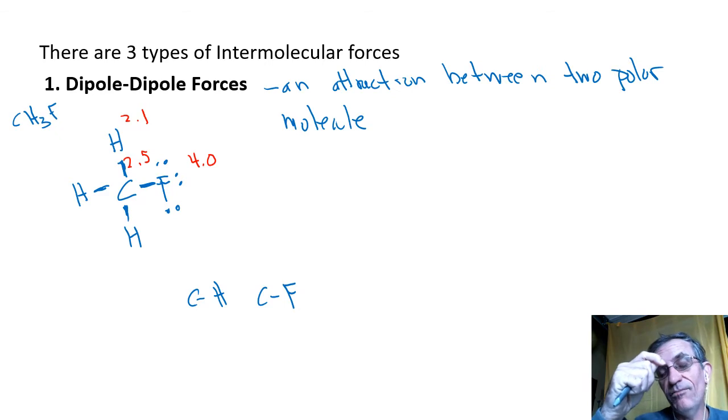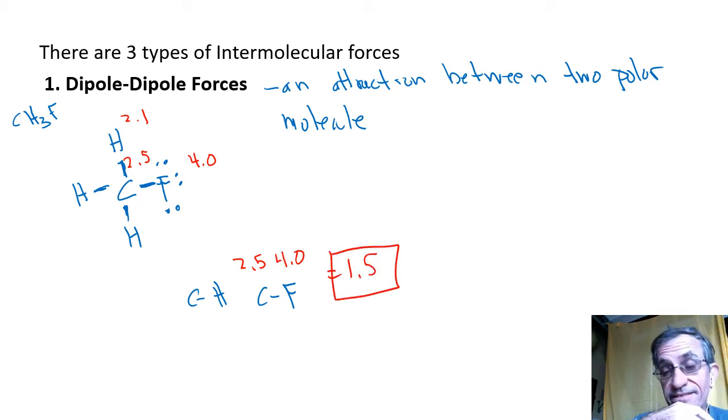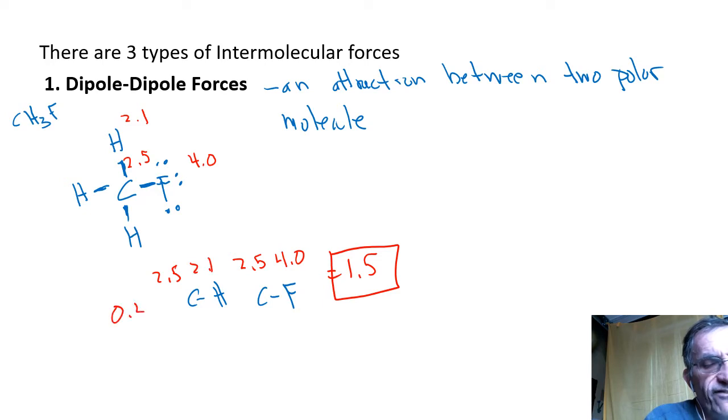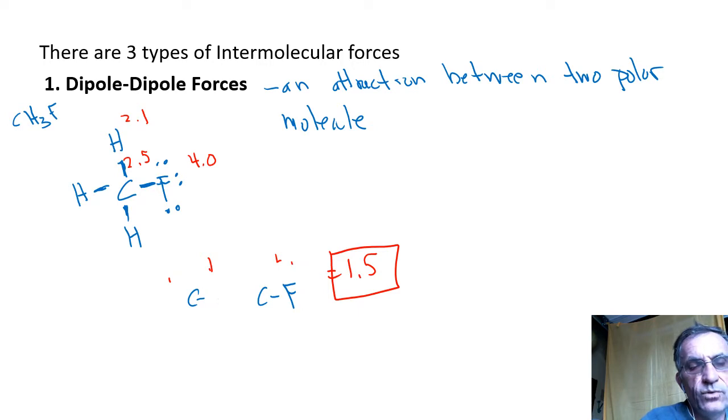So it's the CF bond, and the way I know that is because if I subtract, 2.5 minus 4, you get a difference of 1.5. Anything over 0.5 is a polar bond. If we try the other one, 2.5 minus 2.1, you only get 0.4. That's not enough. It has to be 0.5 or more to be polar. So our polar bond is the bond between the carbon and the fluorine.